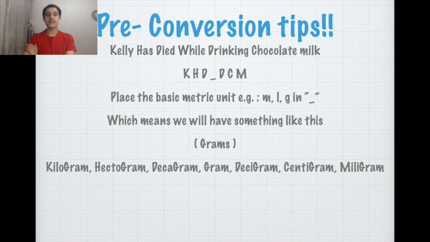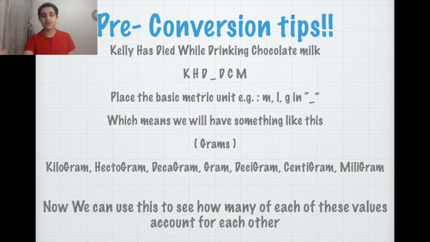And you can use this. For example, if you were to convert from 1 hectogram to centigram, what you'll do is put a 1 on hectogram and put zeros on decagram, gram, decigram, and centigram, which would give you 1,000. So 1 hectogram is 1,000 centigram. Here you go. Pro conversion tips.